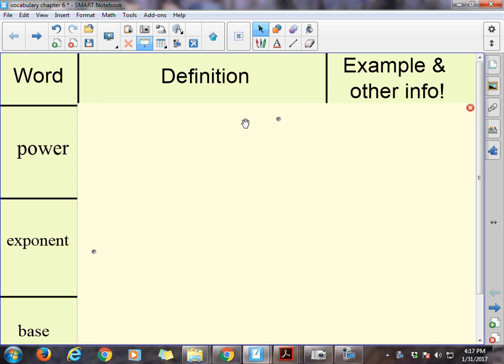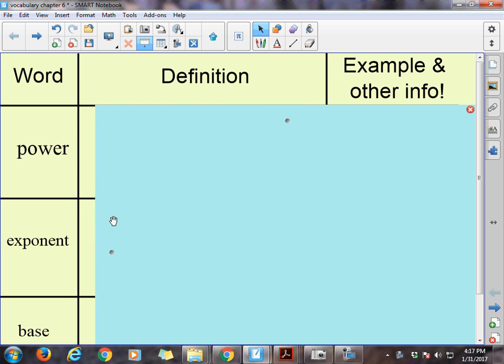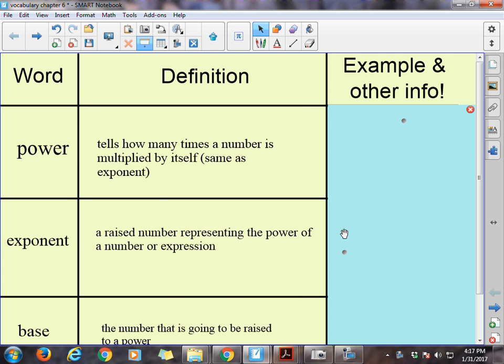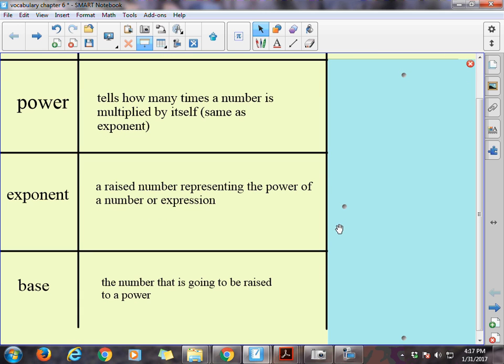Here we go. So set it up like this if you didn't remember. Ooh, cool color. And what I'm going to do is show you all the definitions for these three first and kind of go over them. You'll probably want to hit pause if you need more time to write. But we've got the three words power, exponent, and base.